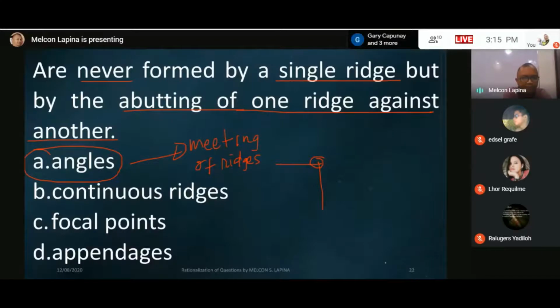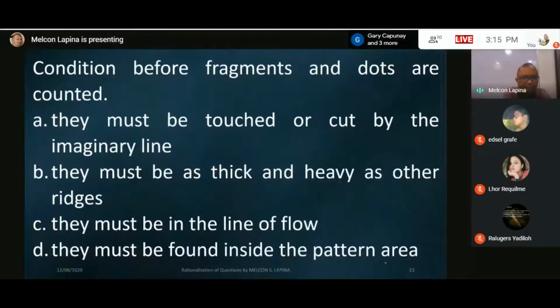So, number 23. A condition before fragments and dots are counted. Bago natin masabi na ang fragments at saka dots can be counted, what is the rule to remember? Nasabi ko na yan kanina, they must be thick and heavy as other ridges. Therefore, letter B is our answer.